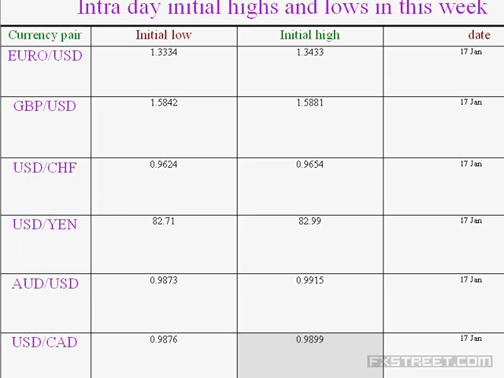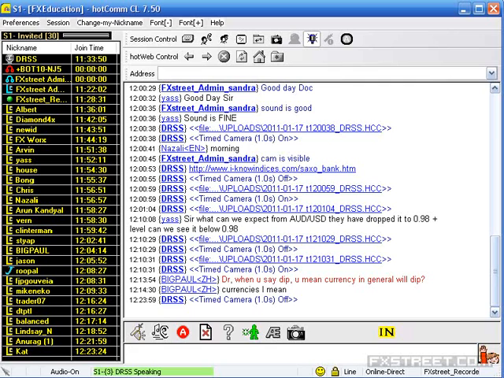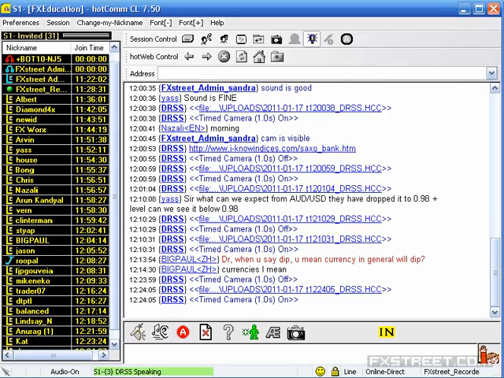Let me minimize the PowerPoint presentation and focus the camera over the live market code page and take up the questions which are asked here.